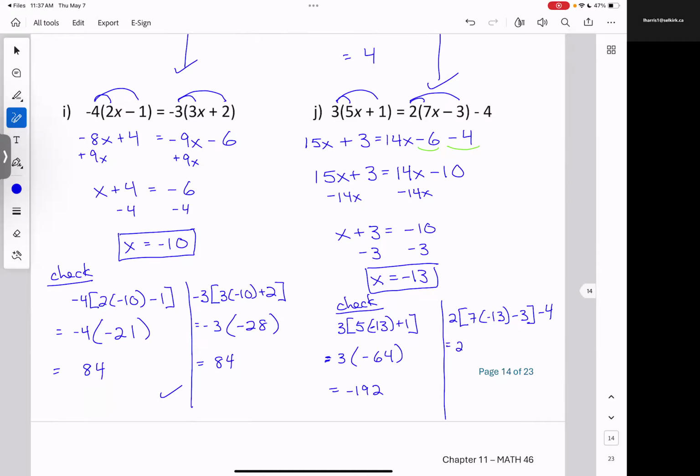On the right, I'll have 2 times, and then I'm going to do 7 times negative 13 equals minus 3 equals negative 94. And so we're going to multiply that negative 94 by 2 and then subtract 4, and it gives us negative 192. So we know we got the right answer.